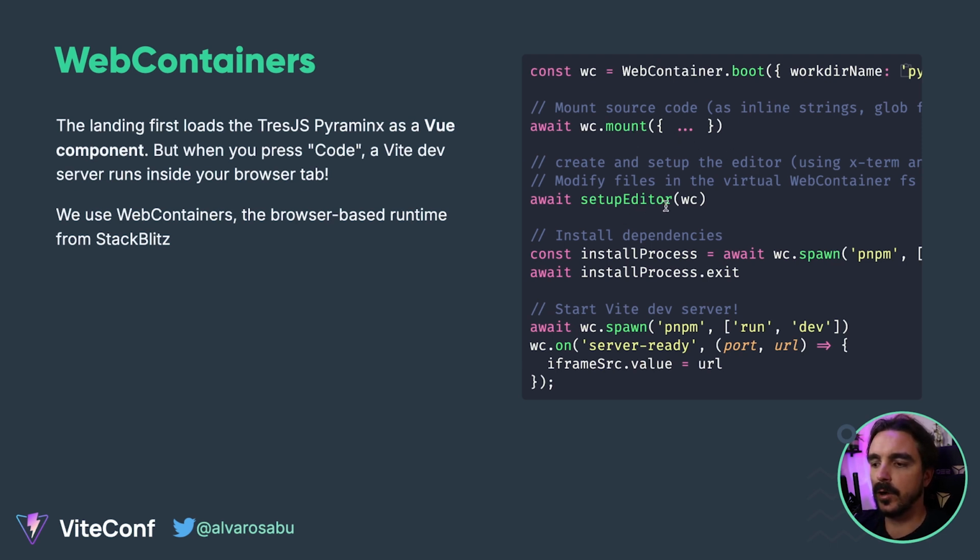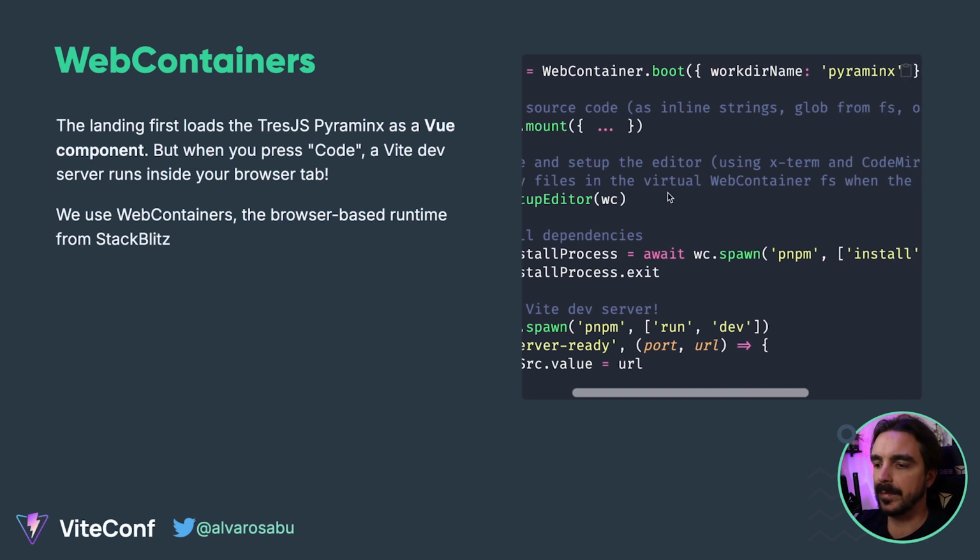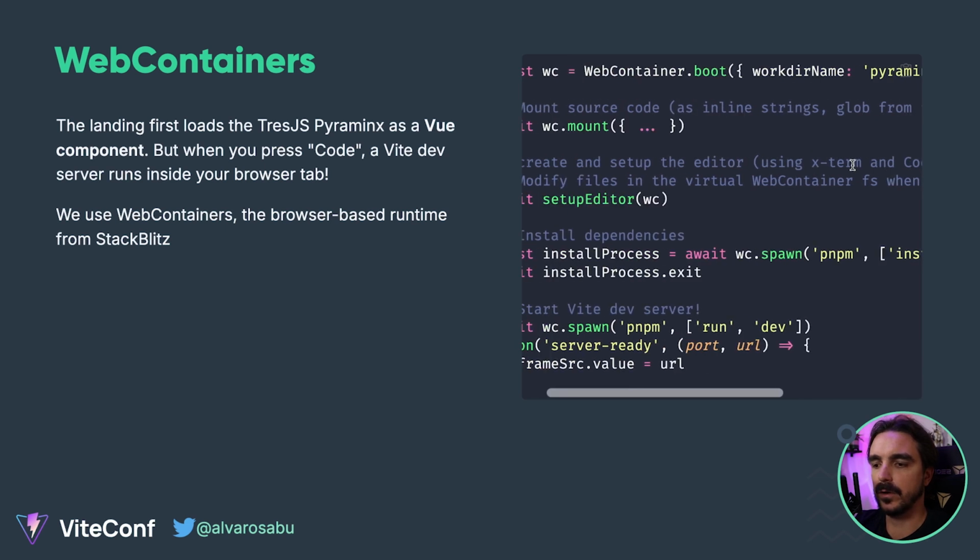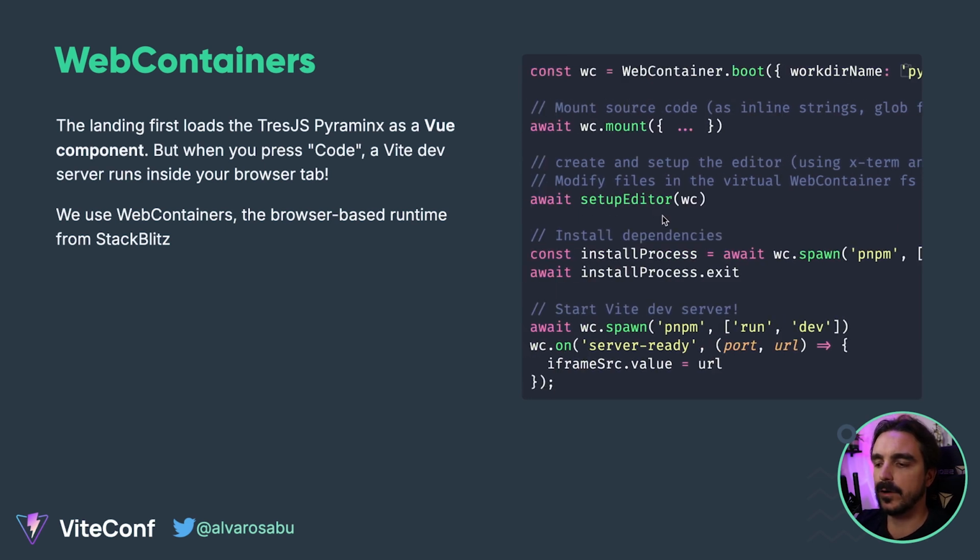Then you can set up the editor as you want. You can add the theme that you want to use. This is using Xterm and CodeMirror, okay? So we have a function that allows us to set up the whole thing, and we pass the web container instance that we just created.